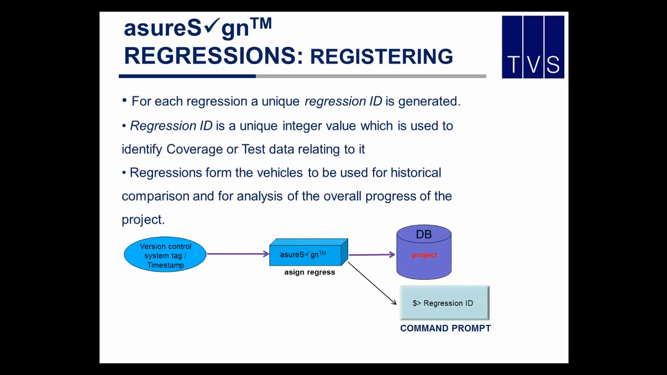So the regression ID is a unique integer, and it's used to identify the coverage or the test data. So we know that each ID relates to a particular set, and we can get all the information such as the date and snapshot time that was run. This is quite important for requirements engineering and audit proofing for the standards that are out there now. Regressions are the vehicles to be used for historical comparison and for analysis of the overall project. So essentially we're looking at different regressions to see how we're progressing, and AsureSign needs to know where we're getting that information from, where that regression ID came from, what version we were looking at, etc.